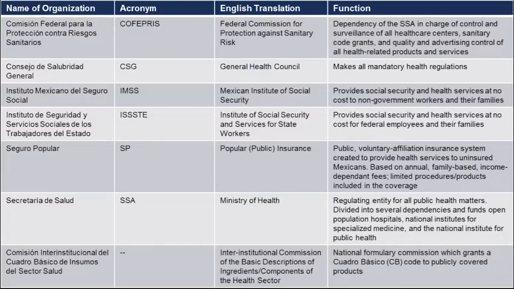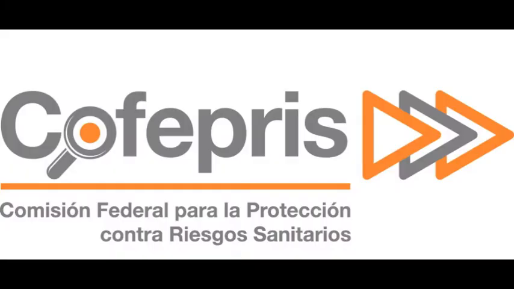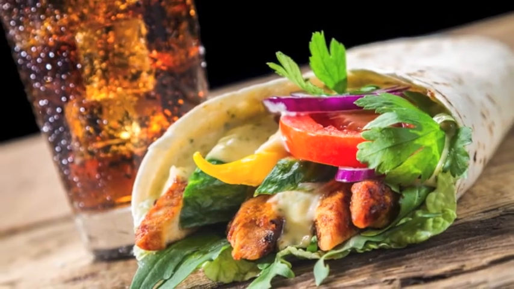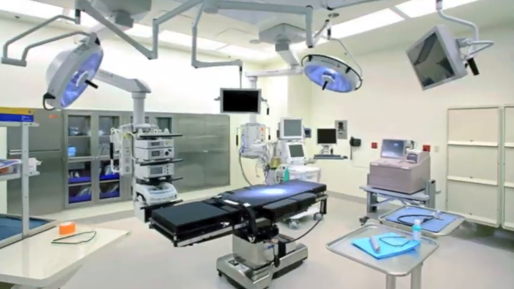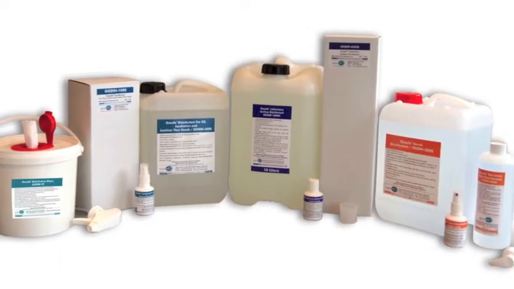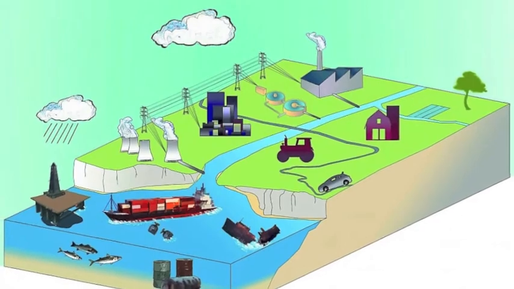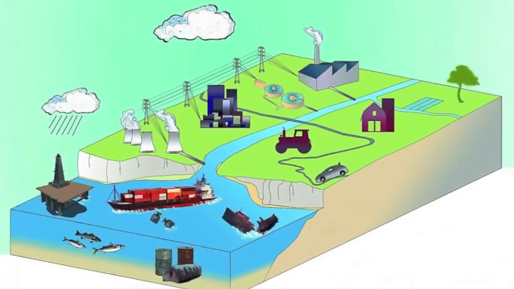The Ministry of Health, also known as the SSA, is responsible for the regulation and protection against public health risks through its Federal Commission for the Protection Against Public Health Risks, also known as COFEPRIS, created in 2001. Its responsibility is regulating products and services whose consumption may entail health hazards. Health risks covered include those associated with food and drink, medicines, medical equipment, cosmetic products, disinfectants, and any other substances that the population is involuntarily exposed to.